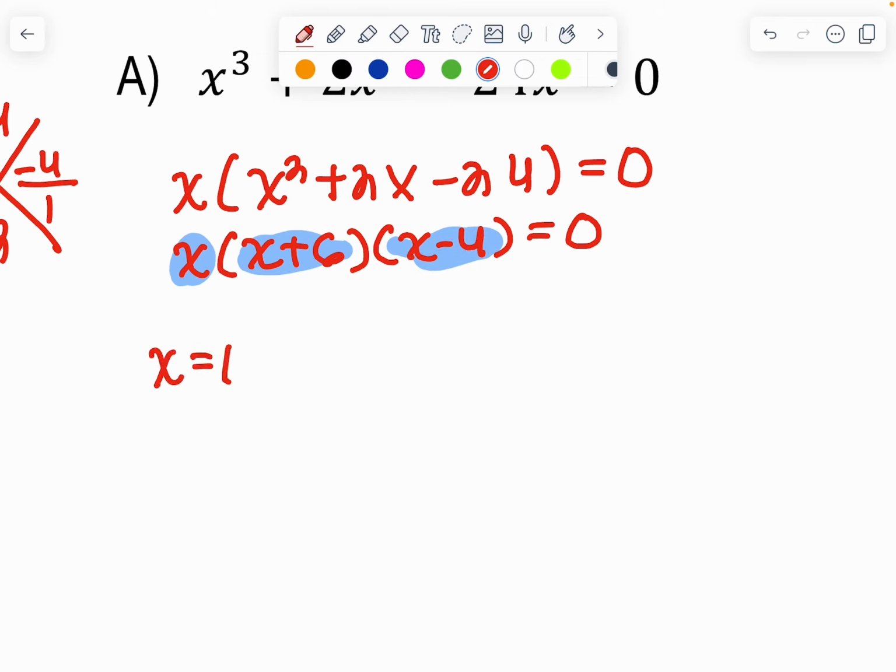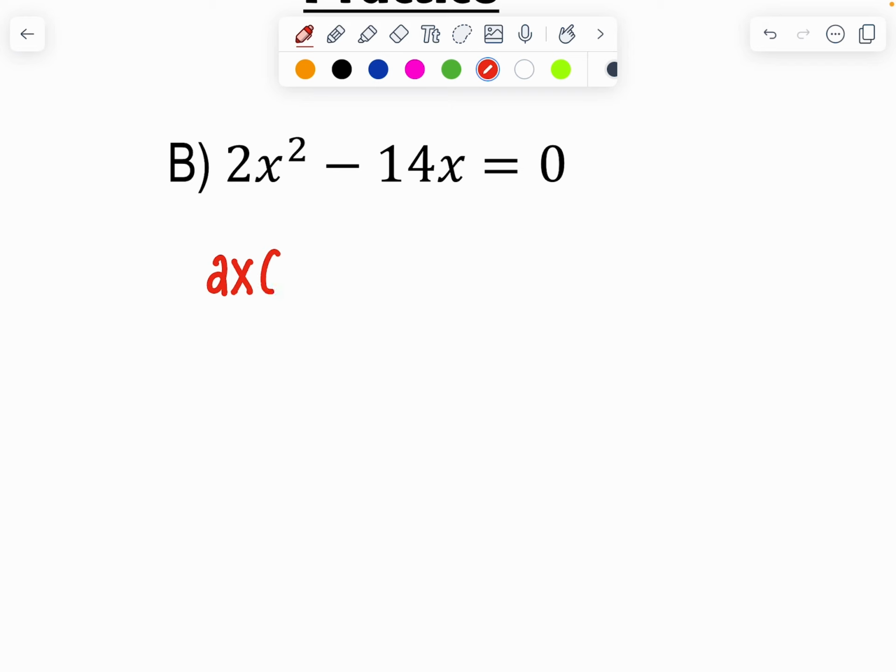It's a quadratic. So the first thing I say, can I solve it by square rooting? Nope, there's an x squared and an x. So I'm going to try factoring. First thing I always look for is a GCF. There is a GCF.